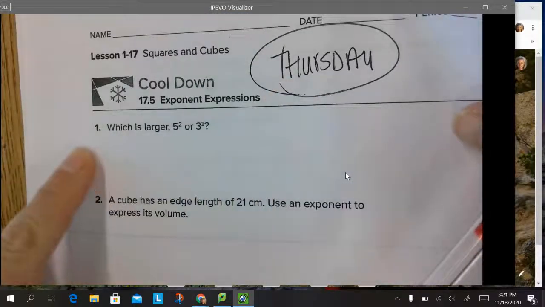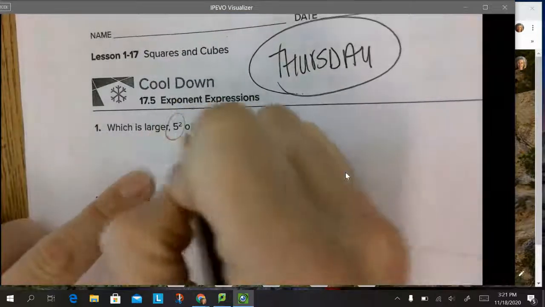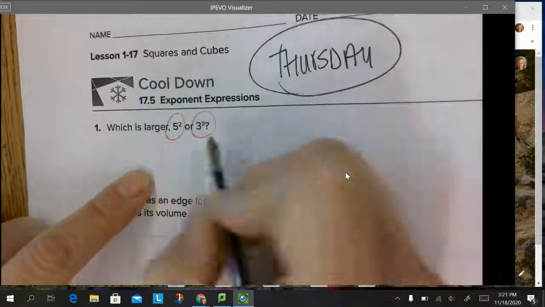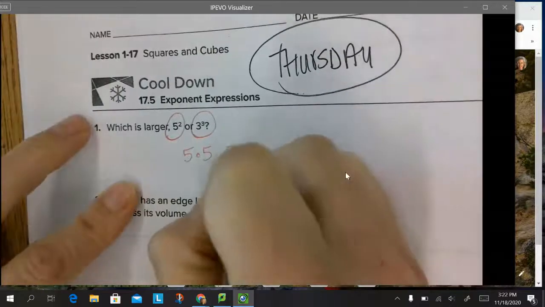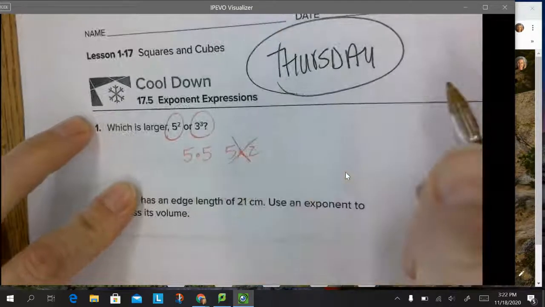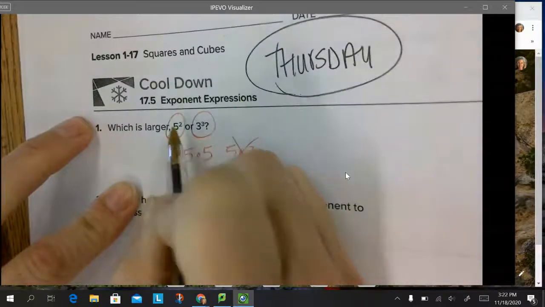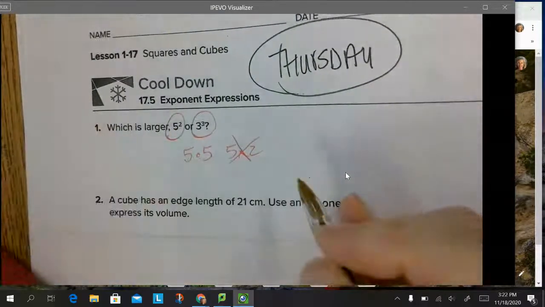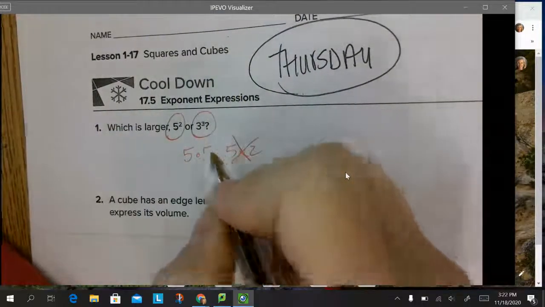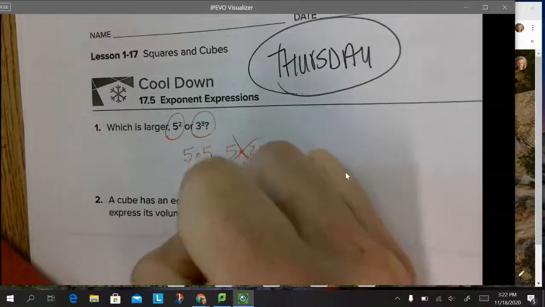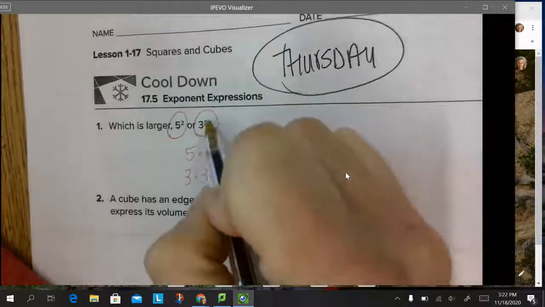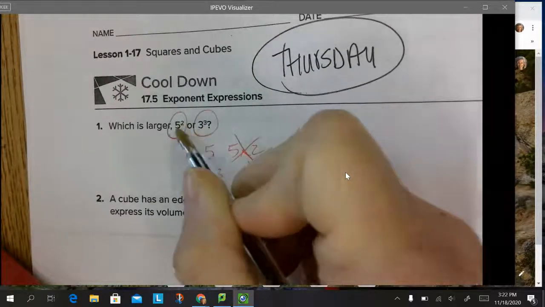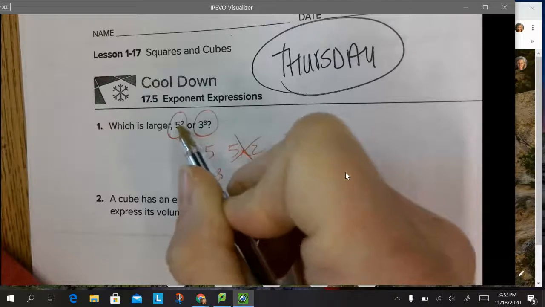Take a look at Thursdays. Which is larger, 5 squared or 3 cubed? Well, 5 squared is 5 times 5. It's not 5 times 2. It's 5 times 5. And then this one is 3 cubed. So that's 3 times 3 times 3. It's not 3 times 3. This is saying 5 multiplied by itself 2 times.